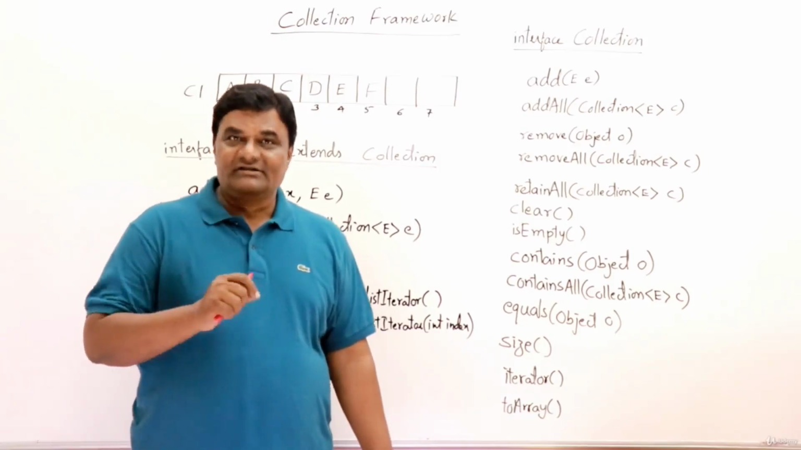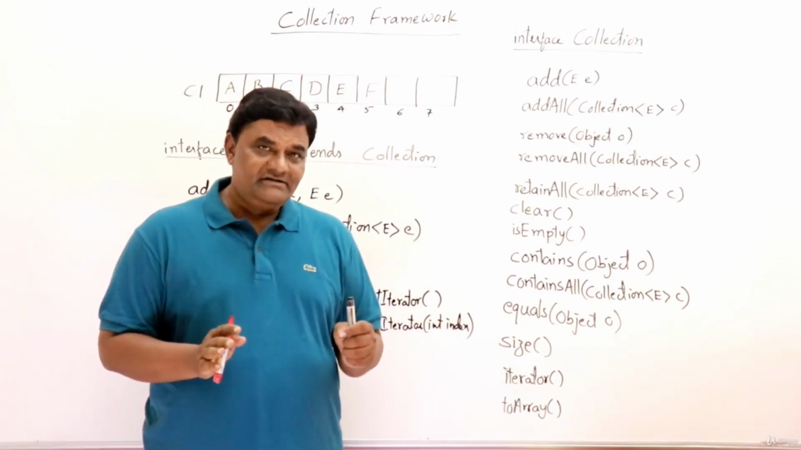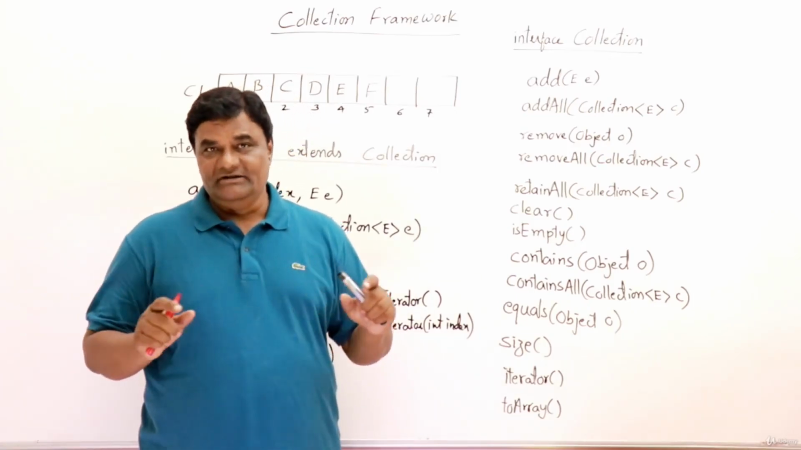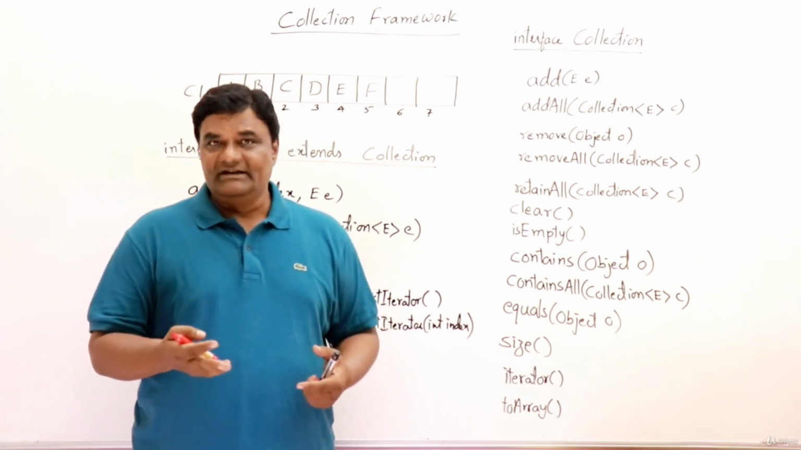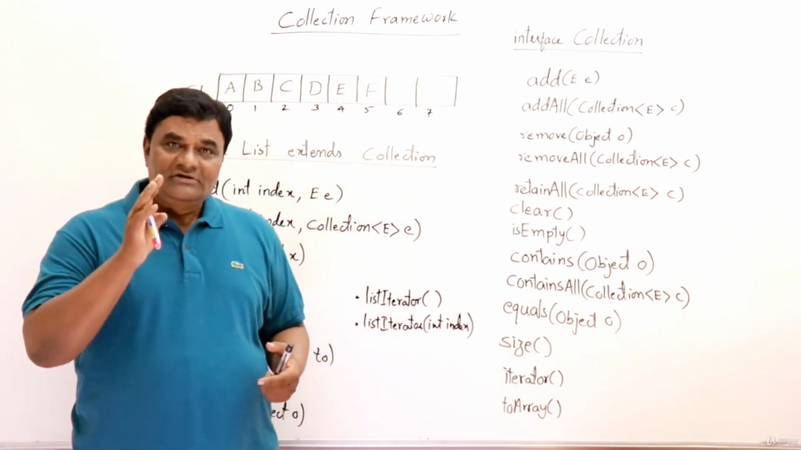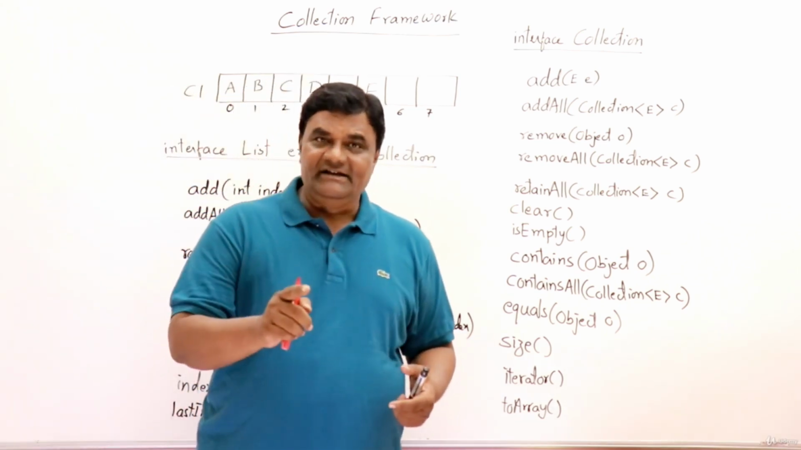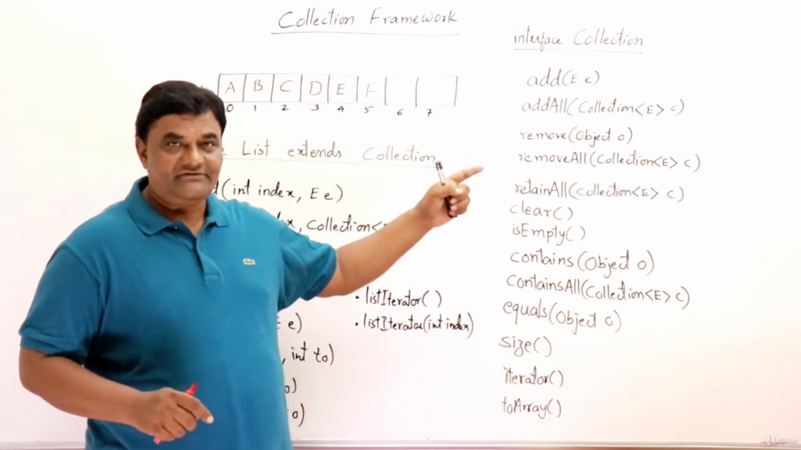Let us look at the list interface. List represents an ordered collection of elements. Ordered means indexing is there, and there may be duplicate elements also. So the list interface is extending or inheriting from the collection interface.